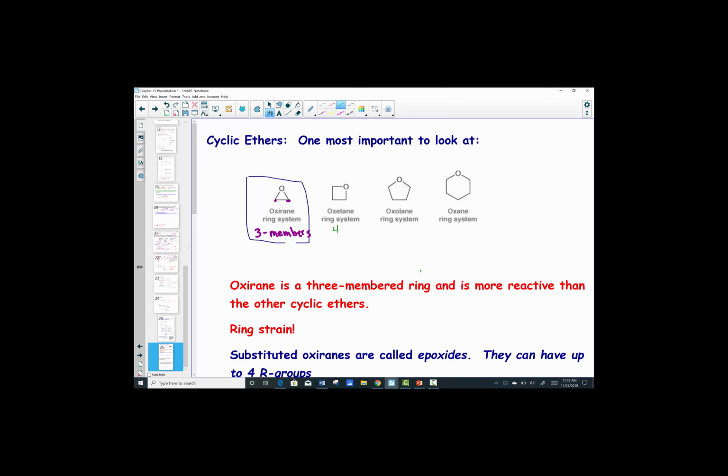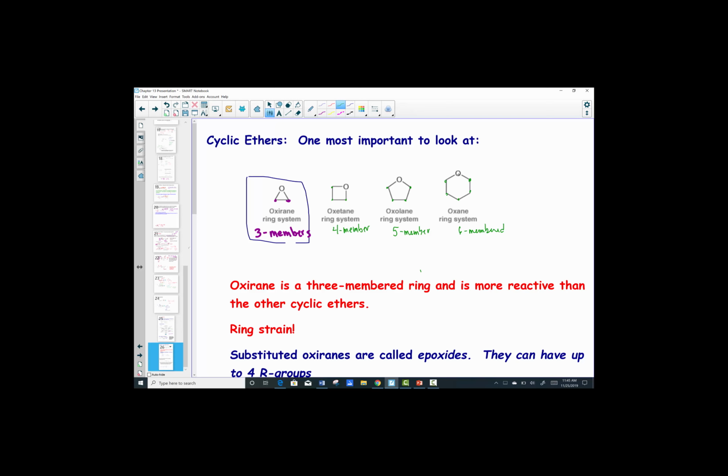Here I see a 4-membered ring. Oxetane is a 4-membered ring. 3 of them are carbons, 1 is oxygen. Oxolane is a 5-membered ring. 4 are carbons, the 5th is an oxygen. And an oxane ring system is a 6-membered ring. 5 of them are carbon, and the 6th is an oxygen.